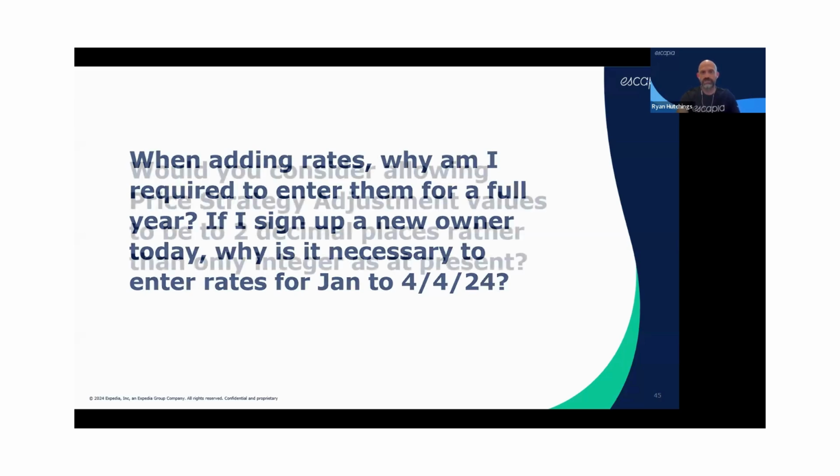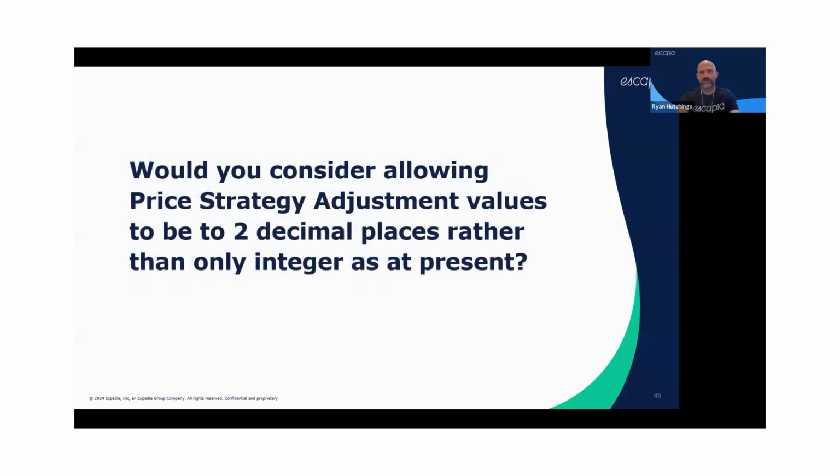Okay, next question. Would you consider allowing price strategy adjustment values to be to 2 decimal places rather than only integer at the present? Yeah. We think that the integers allow for a more simplified grid view within the rates manager, but we are definitely open to revisiting this at some point in the future if there's an identified need. We do have the contact information for submitters, so we're happy to reach out and follow up on this one just to get more information about this need.